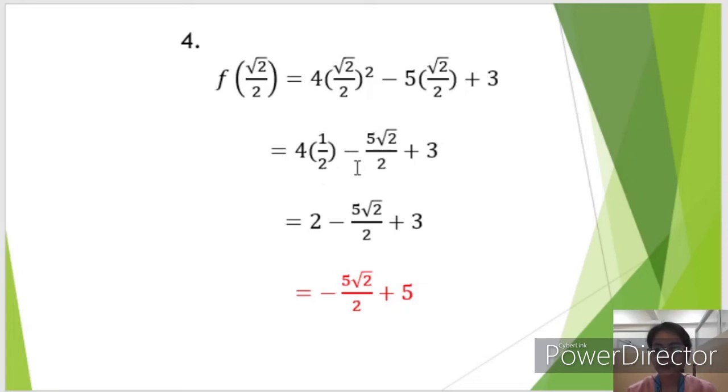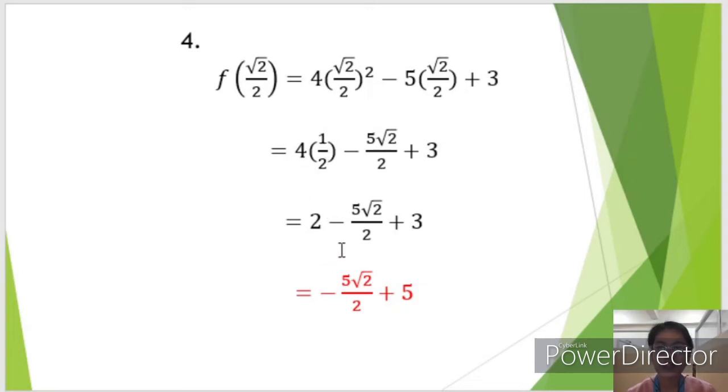Minus 5 square root of 2 over 2. Bakit naging ganito? Kasi minultiply na natin si 5 kay square root of 2. So, hindi natin siya pwedeng pagsamahin sa loob ng radical. So, nasa labas lang si 5 and then square root of 2. And then plus 3. Then evaluate 4 times 1/2. So, 4 times 1/2 is equal to 2. Parang 4 divided by 2 na lang siya.